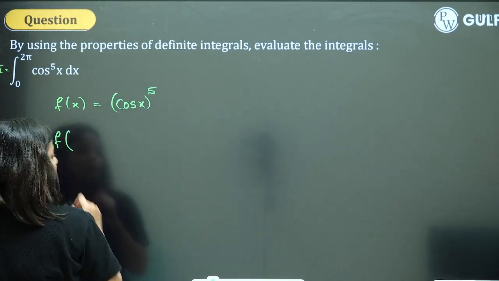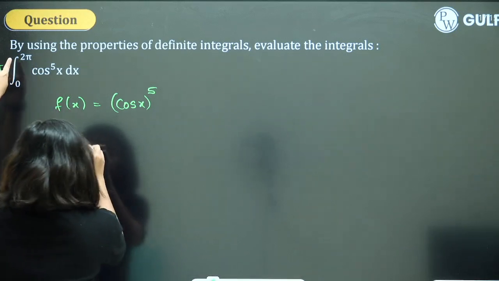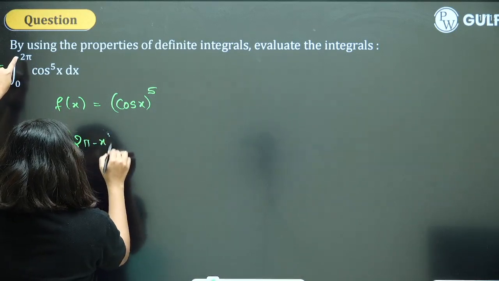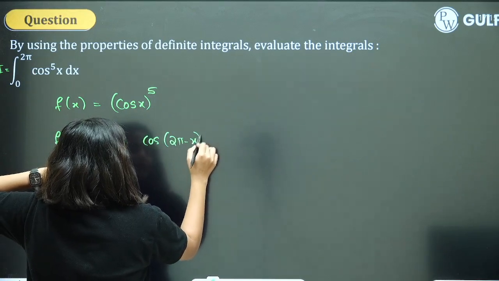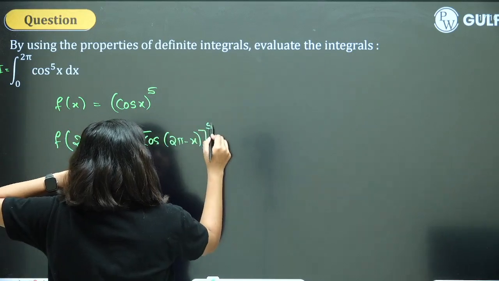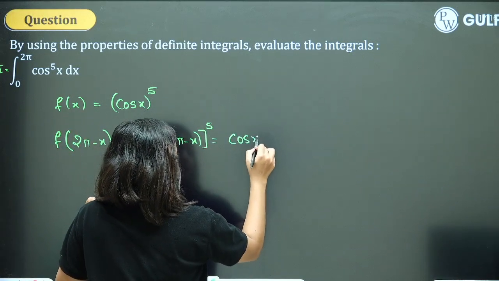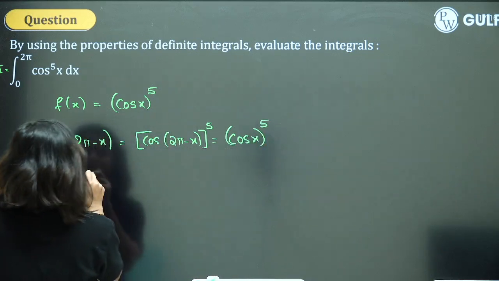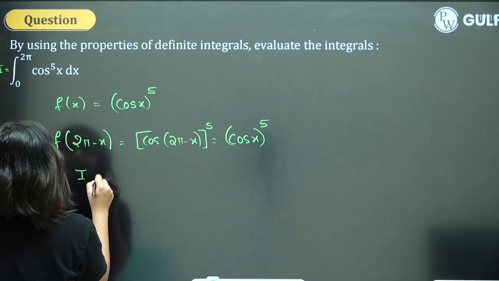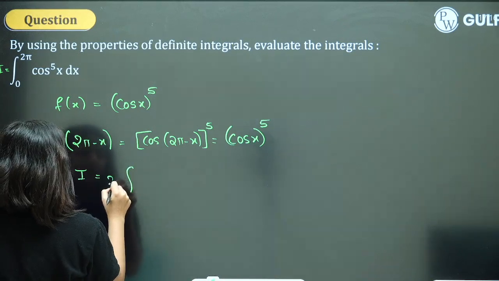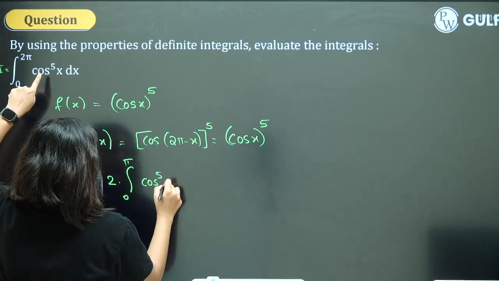We have to check whether f of x and f of 2a minus x are equal or not. 2a is 2 pi. What is the value of f of 2 pi minus x? It's cos of 2 pi minus x the whole raised to 5. Cos of 2 pi minus theta is cos theta. We're getting cos x raised to 5. Therefore, I is equal to 2 times integral 0 to pi cos raised to 5x dx.